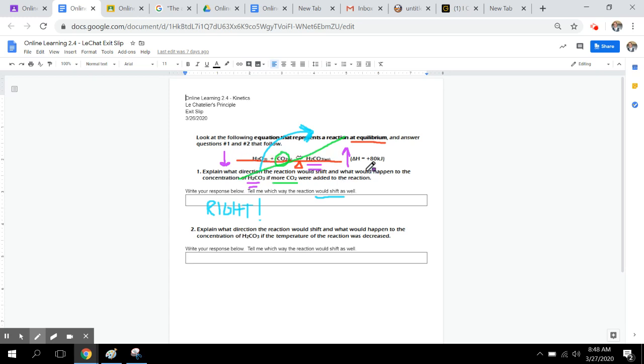Well, the question says, what would happen to the concentration of H2CO3? And H2CO3 is a product. So the concentration of H2CO3 will increase, okay? So the two things you should have said: the reaction will shift to the right, and the concentration of my product, which is H2CO3, will increase. All right, so that was the answer to number one.